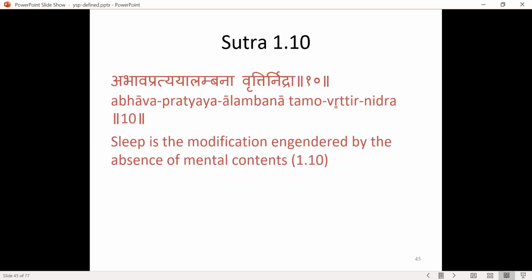We move on to the next vritti called Nidra. Nidra is deep sleep. Remember, we talked about deep sleep. There are 3 states: waking state, dream state, and deep sleep. This Nidra refers to deep sleep. So let's read the Sanskrit phrase first. Abhava pratyaya alambana vrittihi nidra. Those are the 5 words in this sutra. So the translation given is, sleep is the modification engendered by the absence of mental concepts.